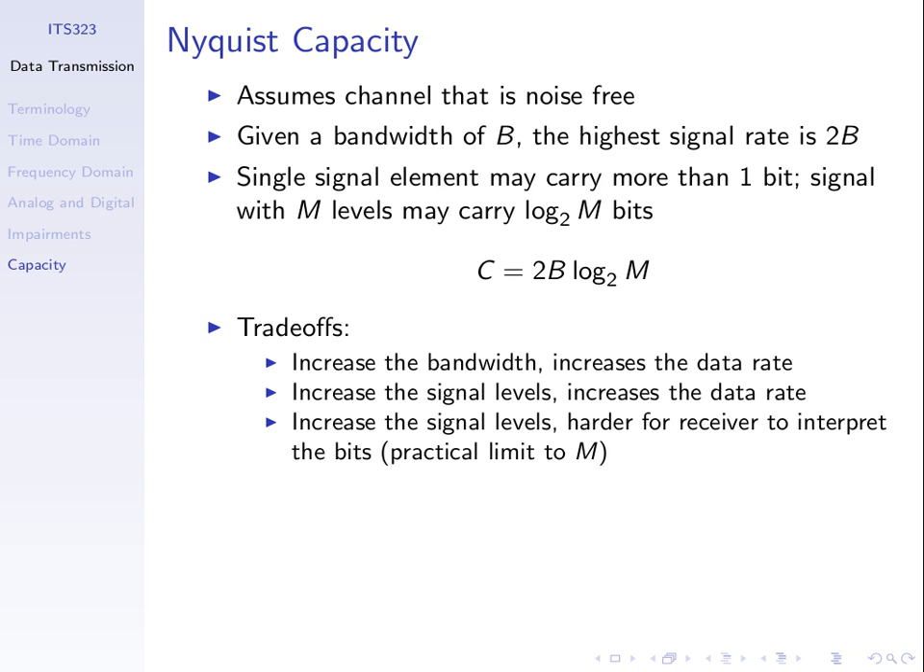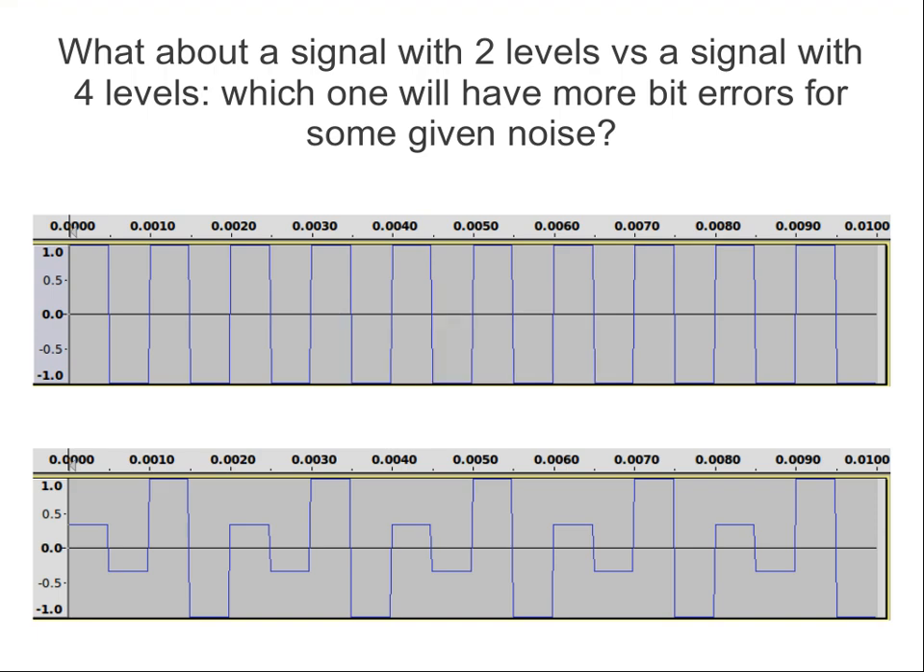Signal rate is the rate at which we can send our signal elements. This is one signal element, and the signal rate is how often we can send these signal elements. We differentiate between signal rate and data rate because a signal element can represent more than one bit. In this case, one signal element represents one bit. In the second case, a signal element represents two bits. Both of these have the same signal rate.